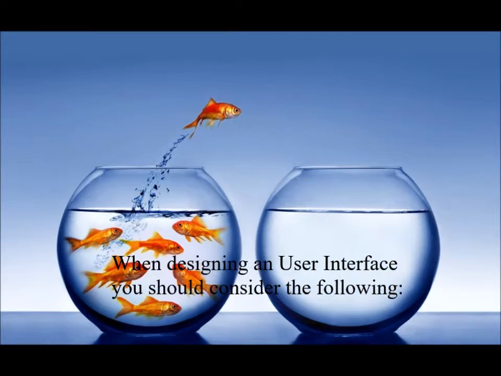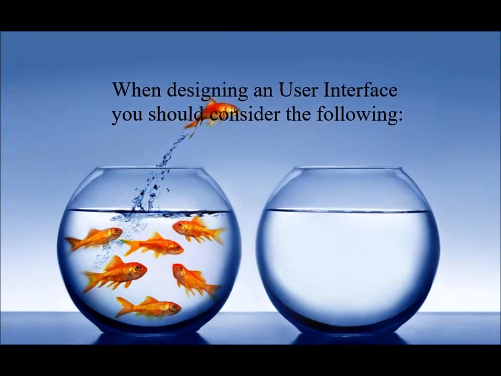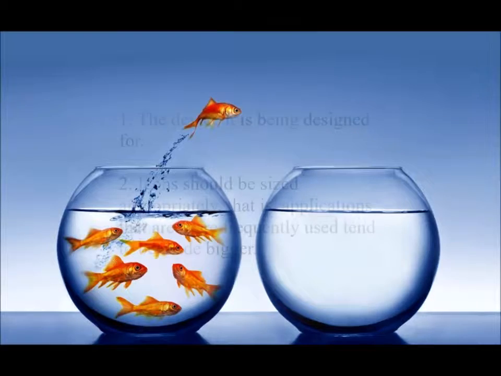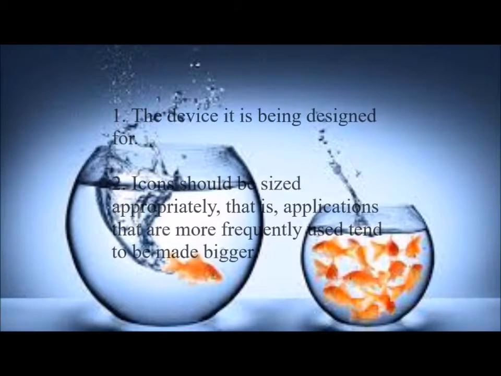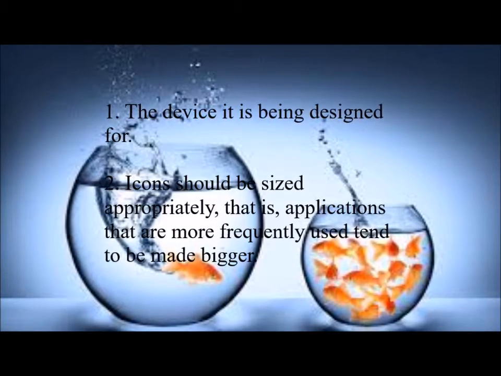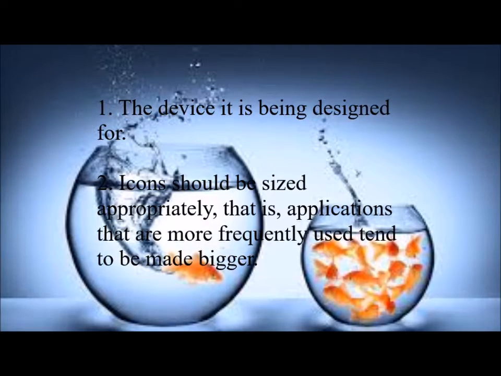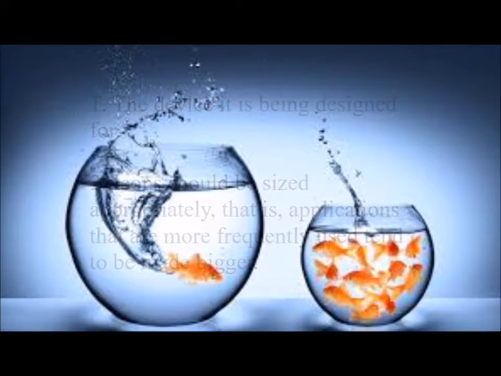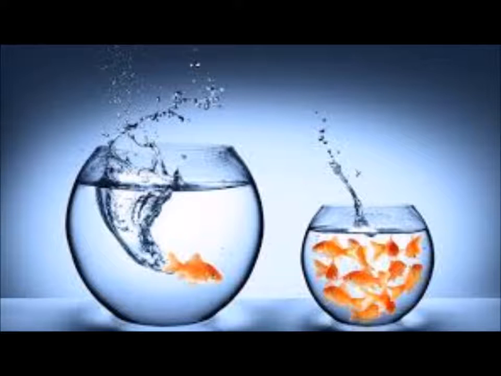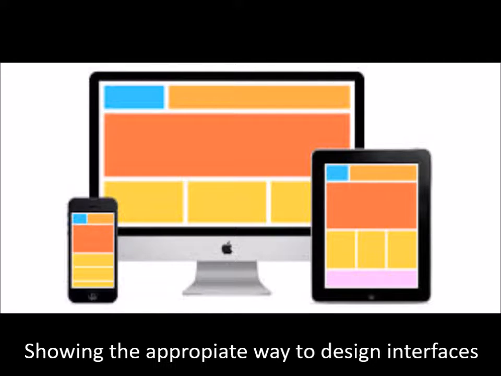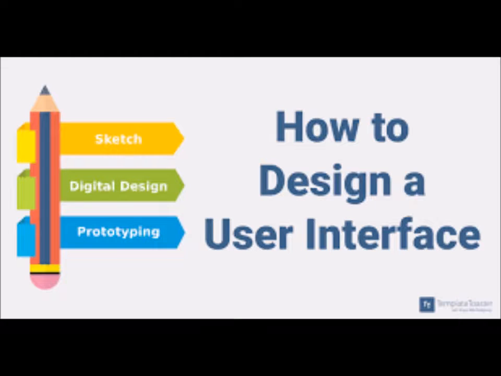When designing a user interface, you should consider the following. 1. The device it is being designed for. 2. Icons should be sized appropriately. That is, applications that are more frequently used tend to be made bigger. Showing the appropriate ways to design user interfaces. User interface design includes sketch, digital design, and prototyping.